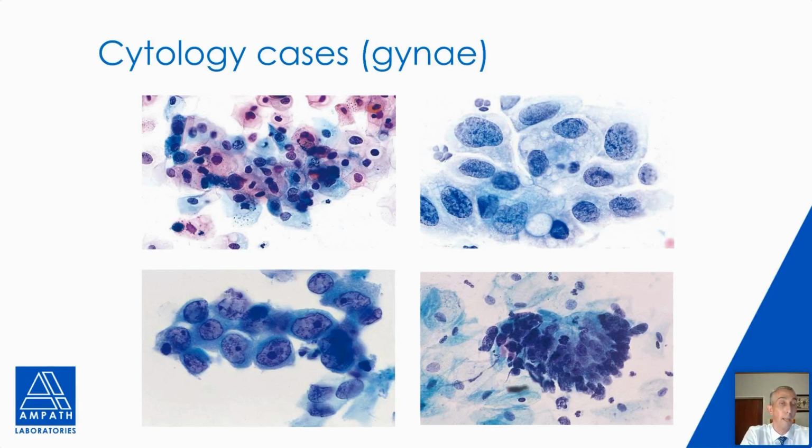On the bottom left, we have an example of squamous cell carcinoma on a pap smear. Here, the nuclei demonstrate small nucleoli and the cytoplasm is denser. And on the bottom right, we have another example of endocervical adenocarcinoma of the uterine cervix.